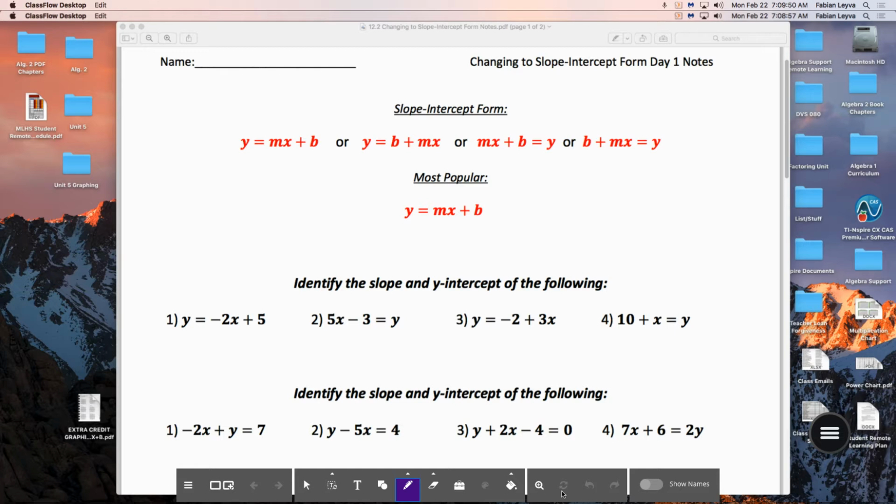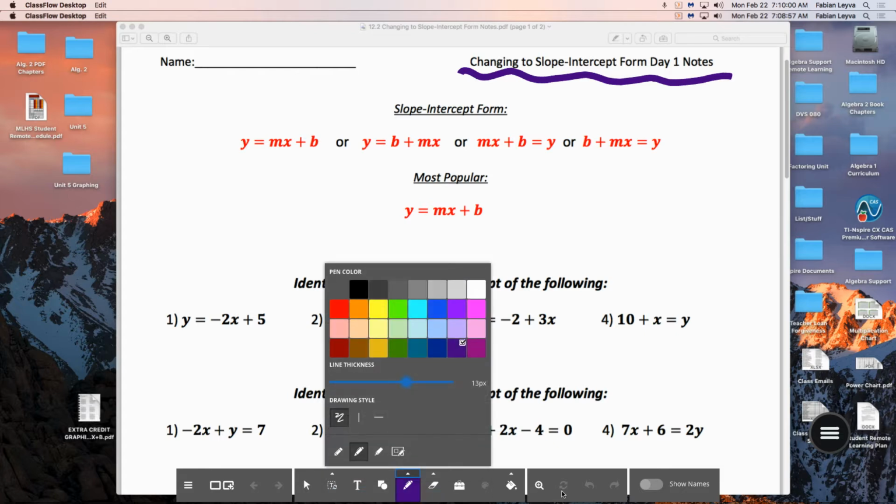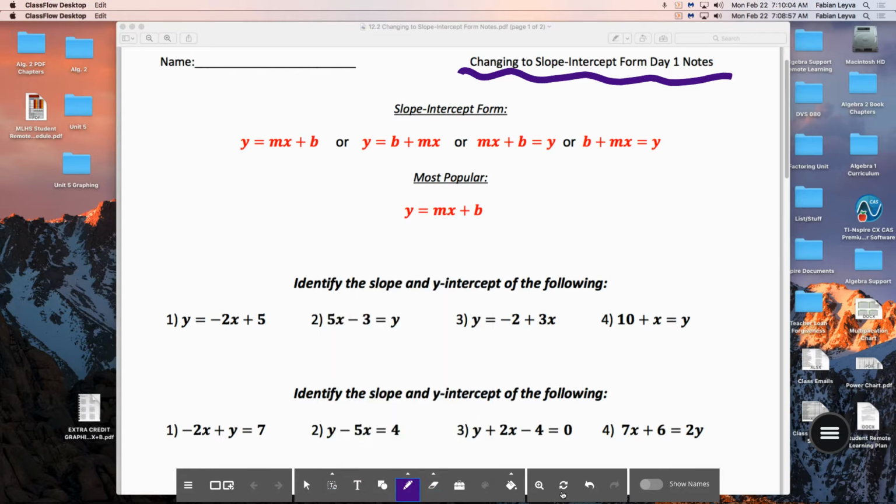Before we get there, I want to make sure that we understand what slope-intercept form is and different ways that it could show up. So just a reminder again to make sure that you're writing down the title. If you don't write down the title, you're going to miss some points there. So make sure, again, that you are doing that. All right, so let's start with slope-intercept.